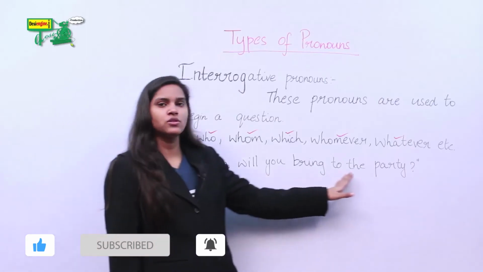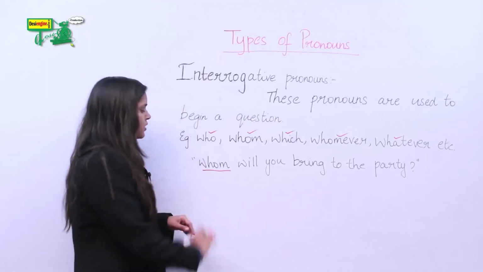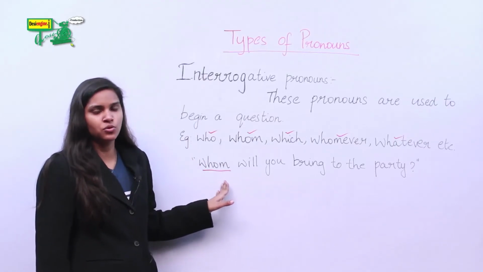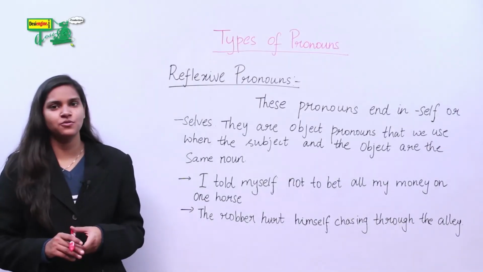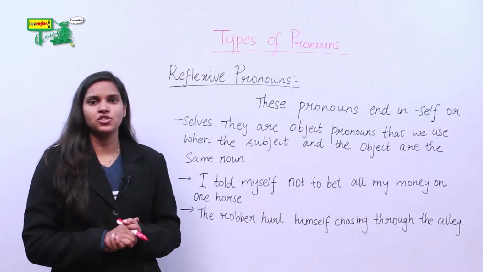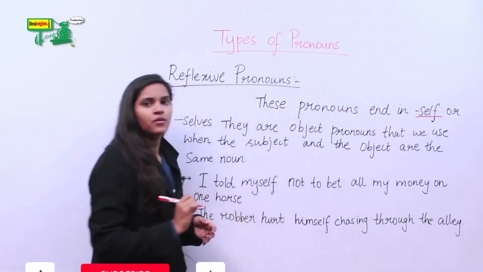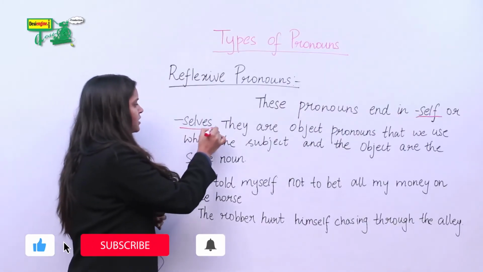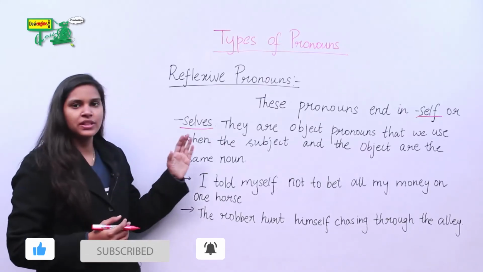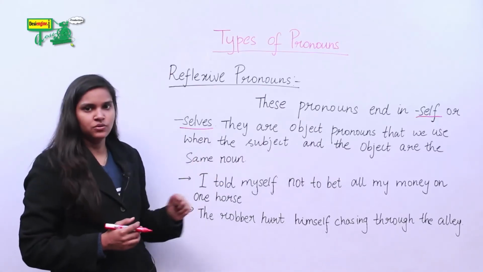Let's take an example and then we'll try to understand what an interrogative pronoun is. Whom will you bring to the party? Here, clearly, the word whom is used to pose a question. Therefore, this becomes our interrogative pronoun. Let's do the next kind of pronoun, that is reflexive pronoun. These pronouns generally end in self or selves. They are object pronouns that we use when the subject and the object are the same noun.